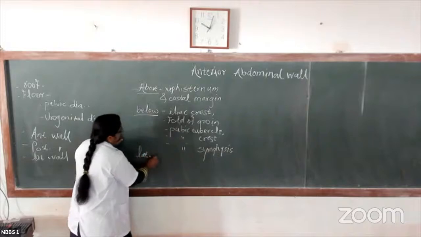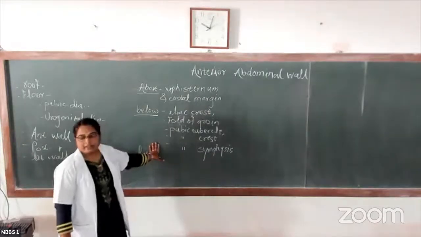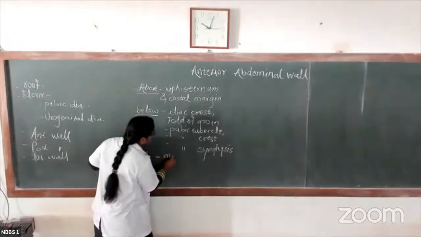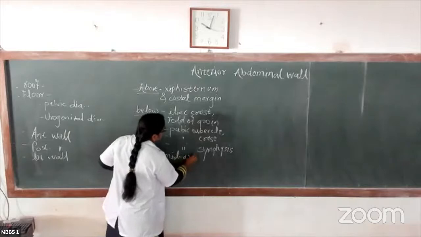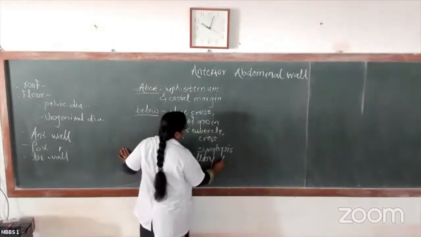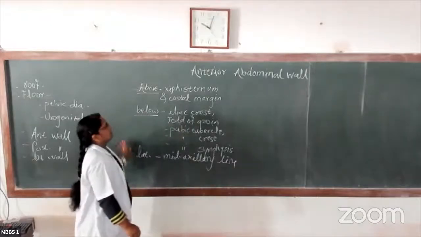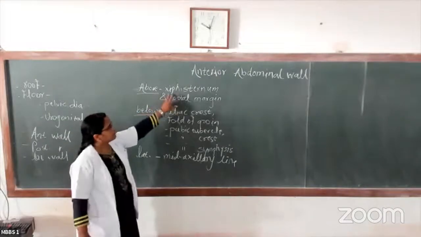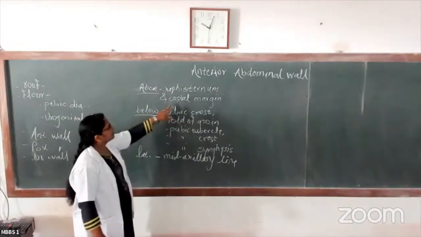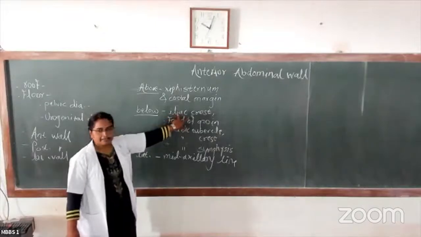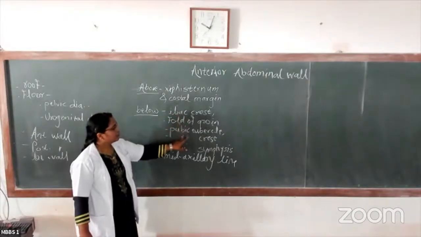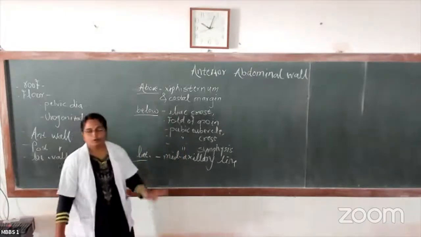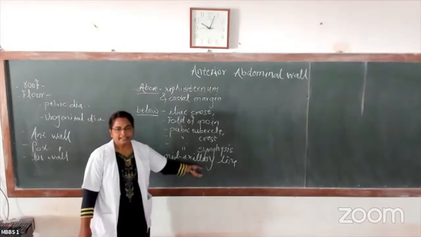Laterally it is limited by the extension of the mid-axillary line. So above, this abdominal wall is limited by the xiphisternum and costal margin. Below, it is limited by the anterior part of the iliac crest, then fold of groin, pubic tubercle, pubic crest, pubic symphysis, and laterally it is limited by the prolongation of this mid-axillary line.